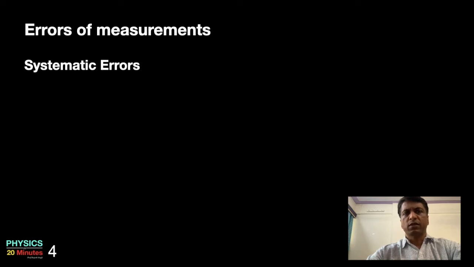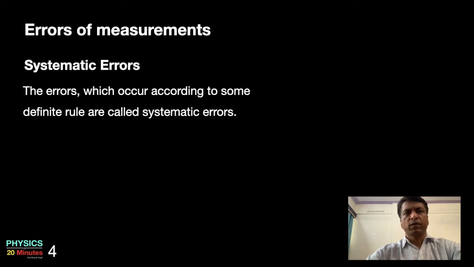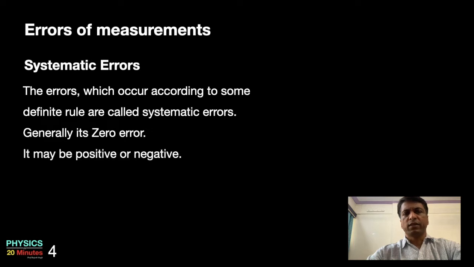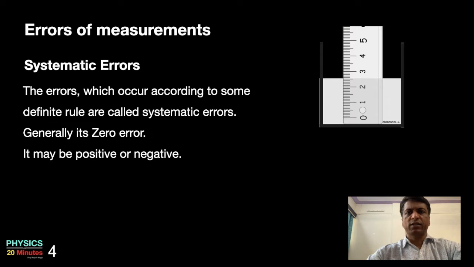Another type of errors are called systematic errors. The errors which occur according to some definite rule are called systematic errors. Generally, it's zero error. It may be positive, it may be negative. Let's take an example. If I'm measuring the height of the water column using a scale and water placed in the beaker, then you can see that in this setup, all the height readings are going to go wrong. Why? Because the zero is not positioned at the bottom of the water.